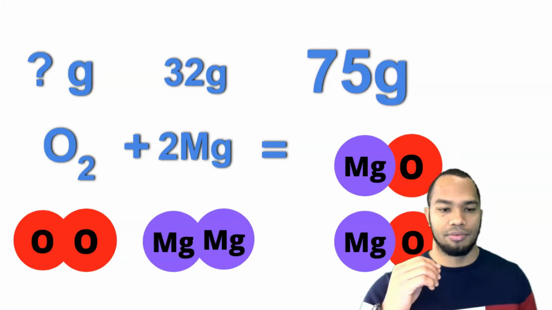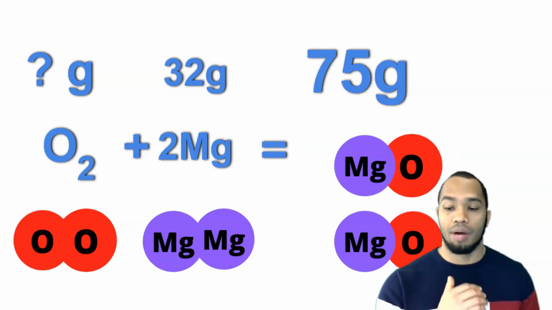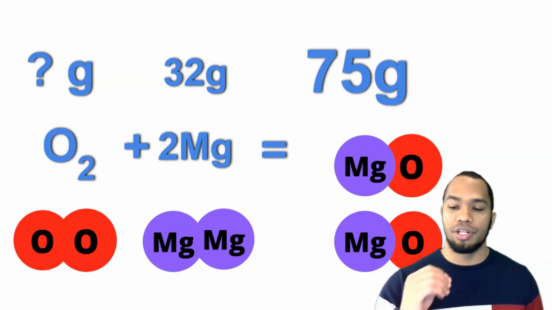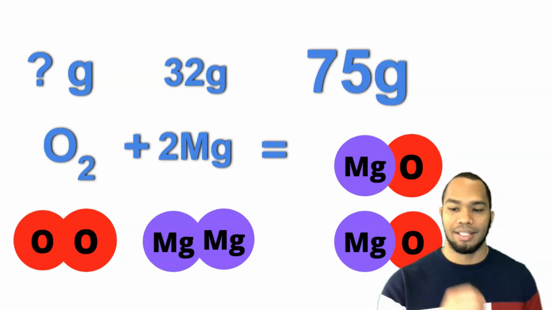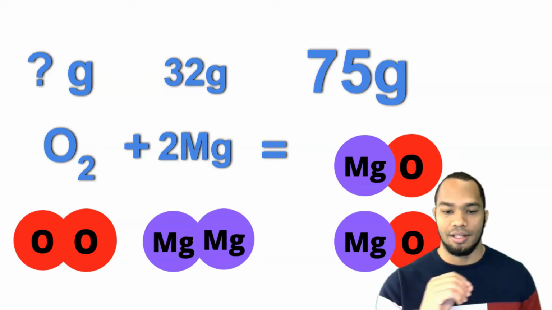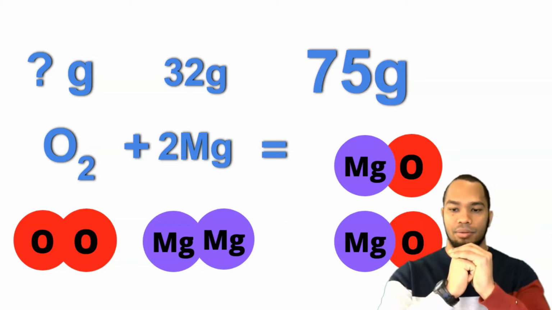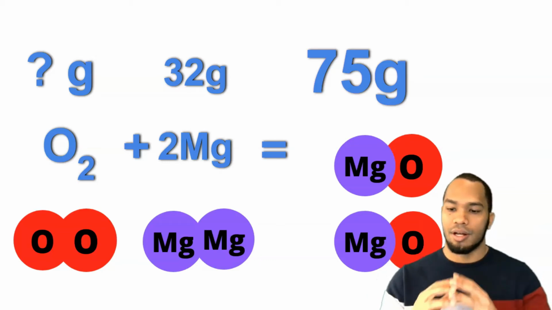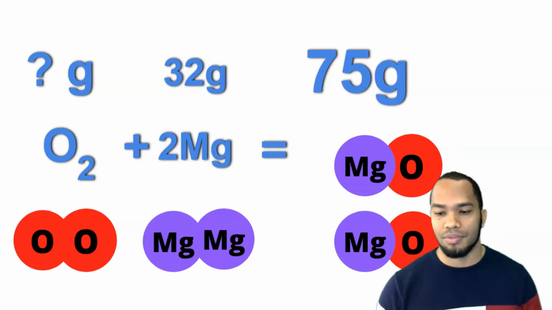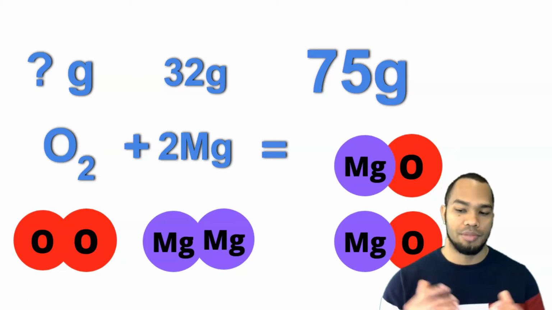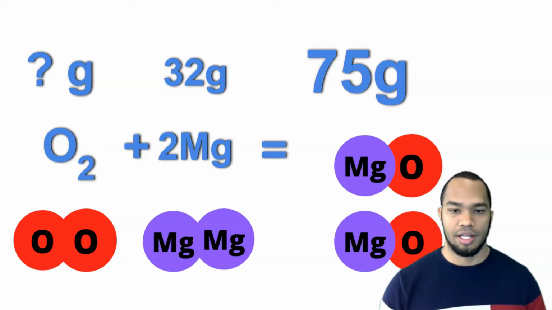And we don't know how much mass of oxygen we have. We know that we have 32 grams of magnesium. So that's the purple atoms there. And when they combine together, the combination is 75 grams. So the question is, how many grams of oxygen did I start with? So let's take a look at how we do this, if you don't already have the answer.